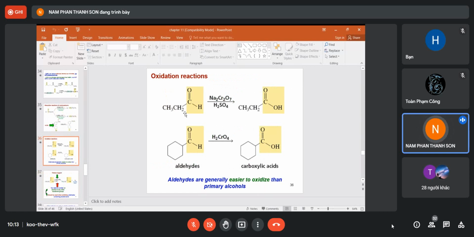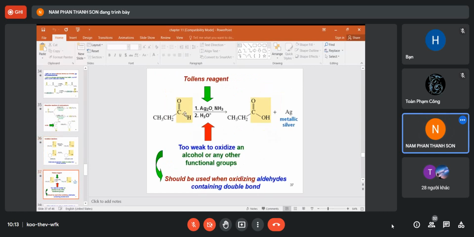And oxidation is very easy. We can oxidize an aldehyde to a carboxylic acid. Ignore this reaction. Ignore this slide. You don't use something very expensive to make something cheap.